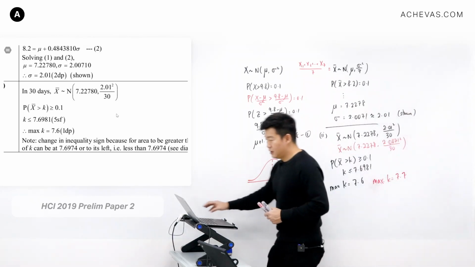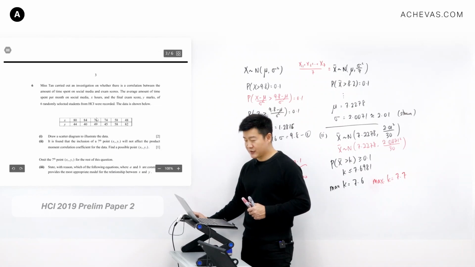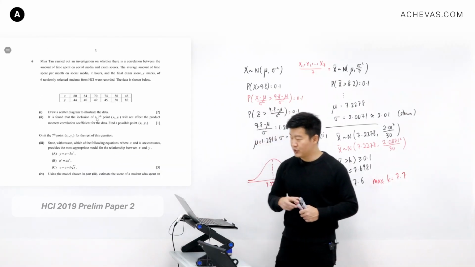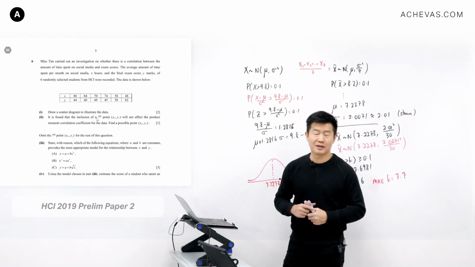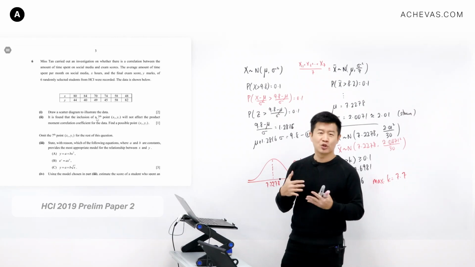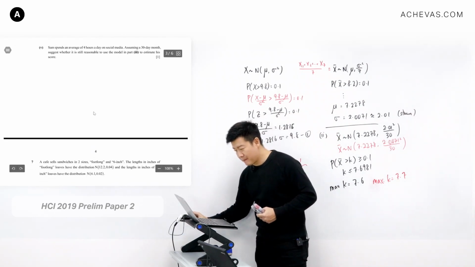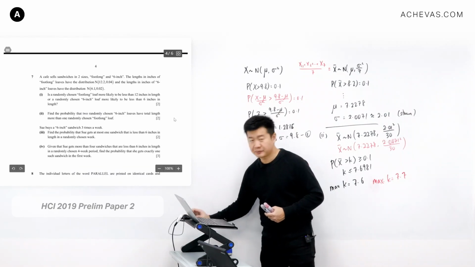Okay. Then next is a correlation linear regression question. I'm going to skip this question. We will come back to correlation linear regression to discuss it again. Too bad you guys are not tested on correlation linear regression for mid-year. It is so easy to get marks. Let's go for question number 7.